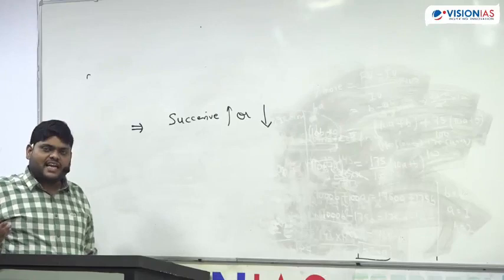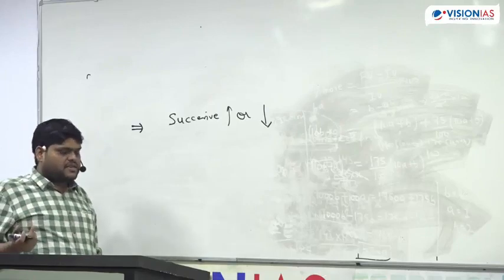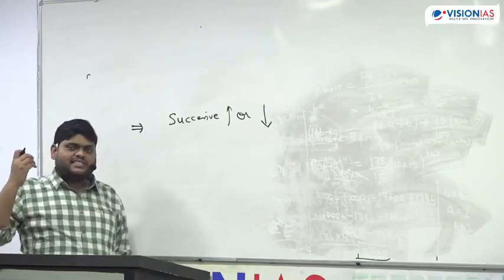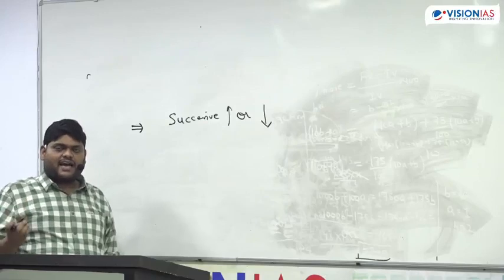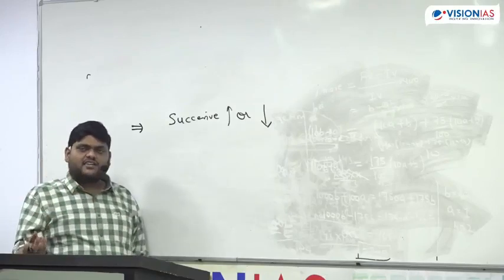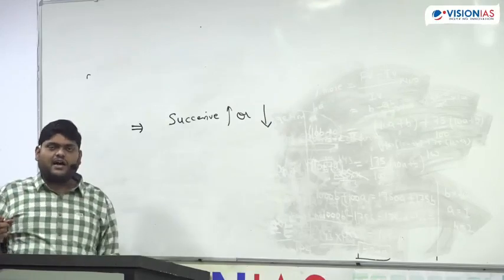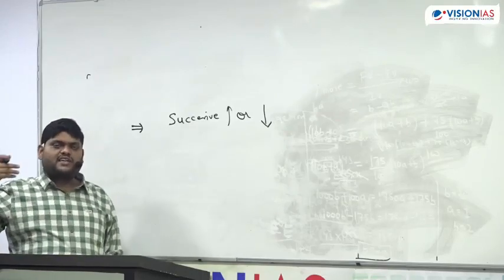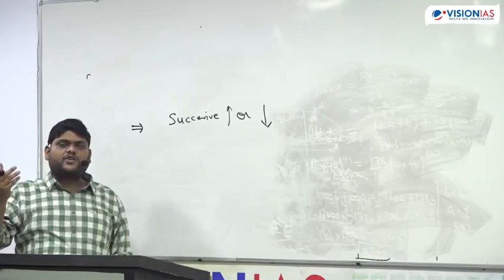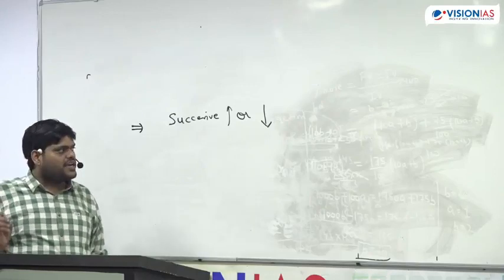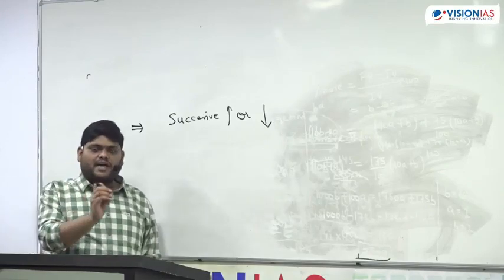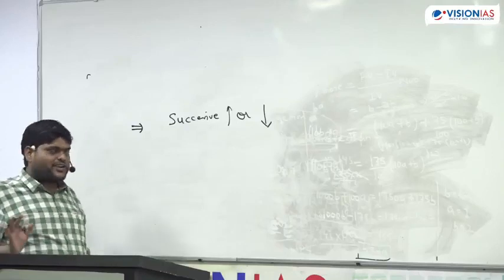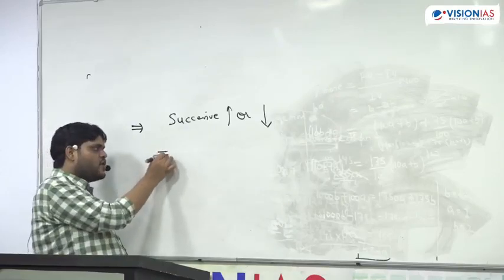So what will generally come to our mind? Generally it will come to our mind that if the population is increased by 10% every year, and right now the population is 100, then in 2 years the population will increase by 20%. Try to understand this thing.